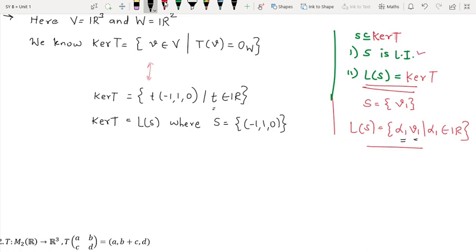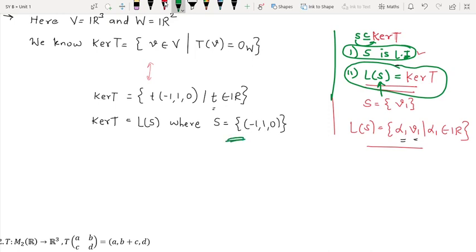So see, we are done with this. We have found a set S such that the linear span of S is equal to the kernel of t. And what is left now? We are supposed to check whether this S is linearly independent or not, right? First we found a set S such that the linear span of S is equal to the kernel of t. Now if we show S is linearly independent, then this S will be a basis. Note, this S is already a subset of the kernel of t. There is no doubt about that.